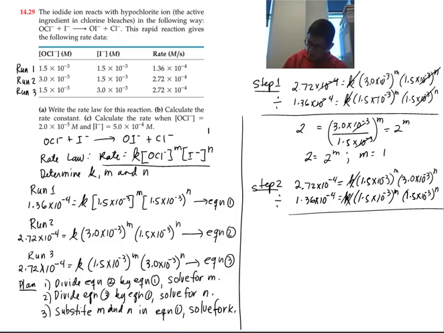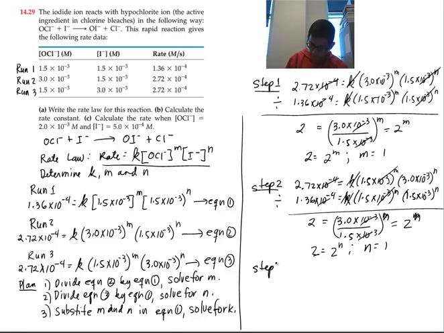So k cancels, 1.5 times 10 to the minus 3 raised to the m cancels. 2.72 over 1.36 is 2. And this is 3.0 times 10 to the minus 3 over 1.5 times 10 to the minus 3, and both are raised to the n. So that will be 3 over 1.5 again, which is 2. So 2 to the n. 2 is equal to 2 to the n. It follows that n is equal to 1.